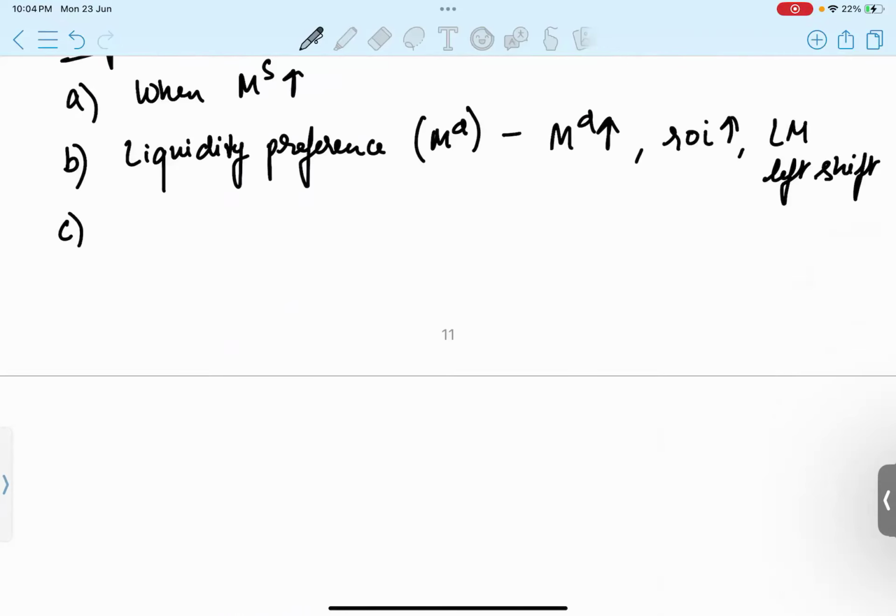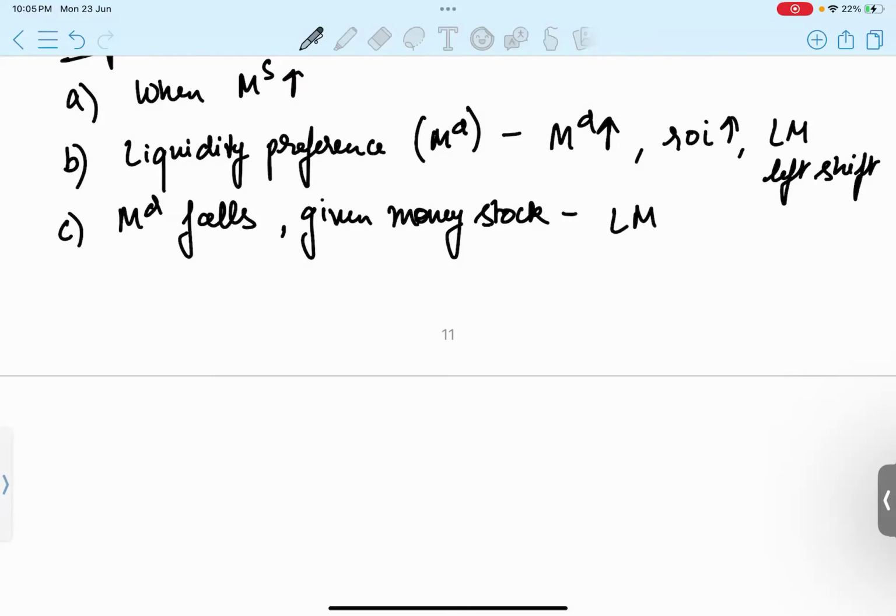And the third factor would be when the money demand falls, but the money stock is the same, or you can say money supply is the same. There's no change. So in this case, the LM curve shifts down, or right.